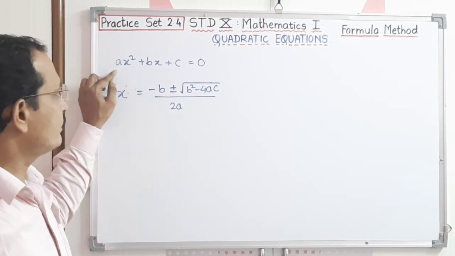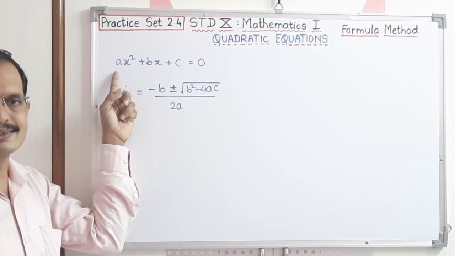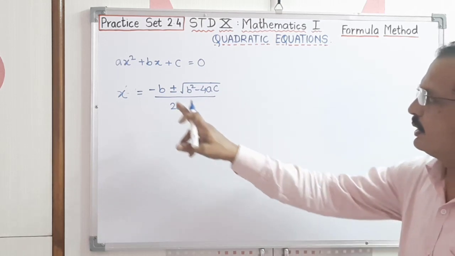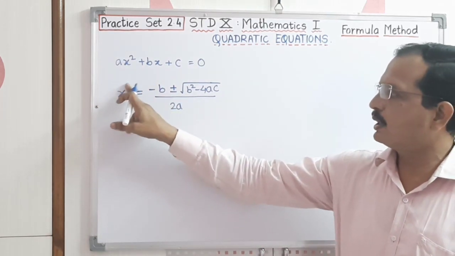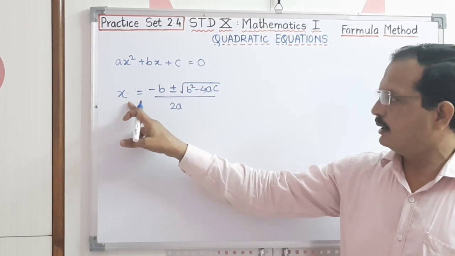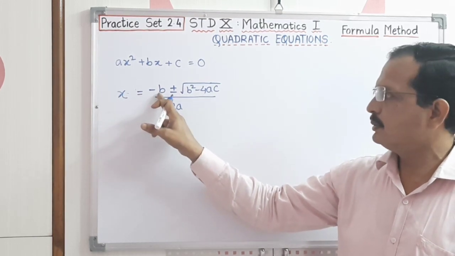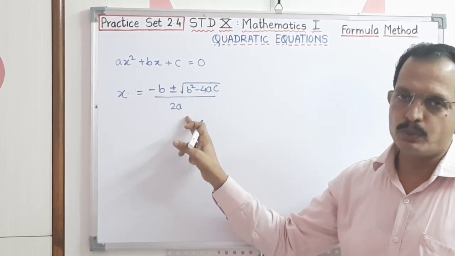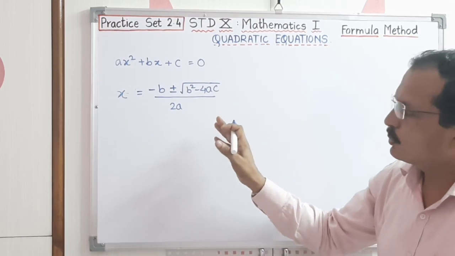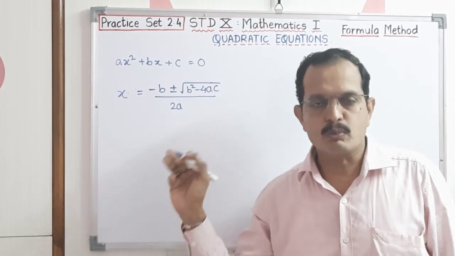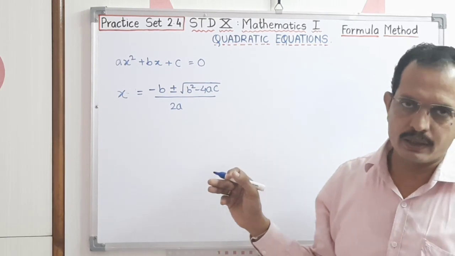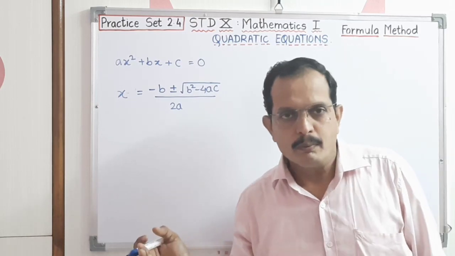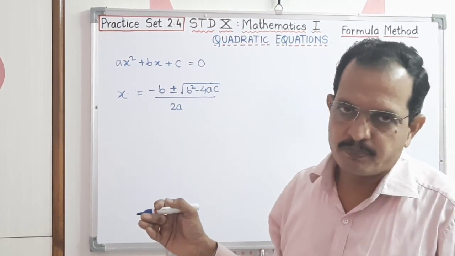That is, if the equation is in the standard form ax square plus bx plus c equal to 0, and the variable is x, and if we have to find out the value of this x, then the formula is minus b plus minus under root b square minus 4ac upon 2a. Dear students, we have to use this formula directly to find out the roots of a quadratic equation by the formula method. Actually, this formula is derived by using the completing square method.